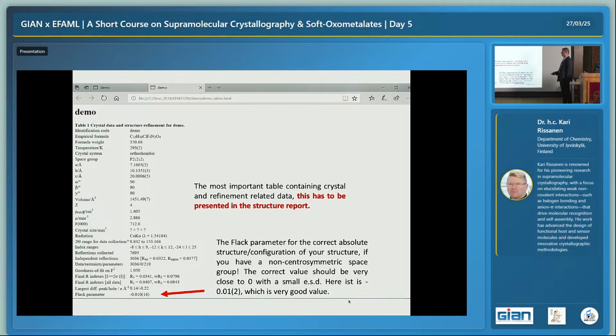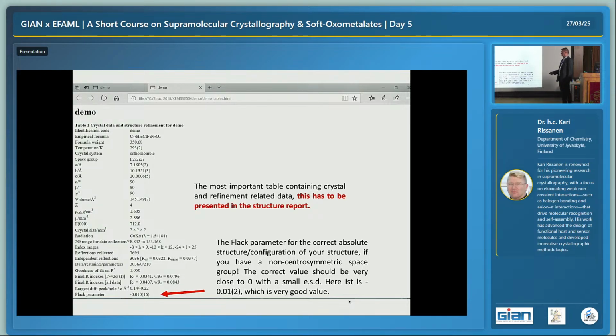The goodness of fit is just a fitting value, which should be around 1 if everything is fine. If this is grossly out from 1, then it's a normal indication that there is something wrong.